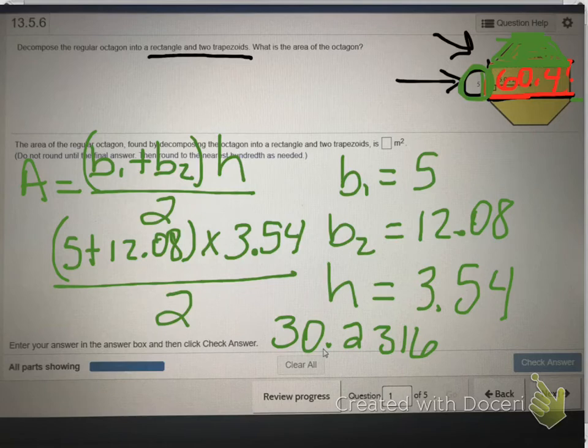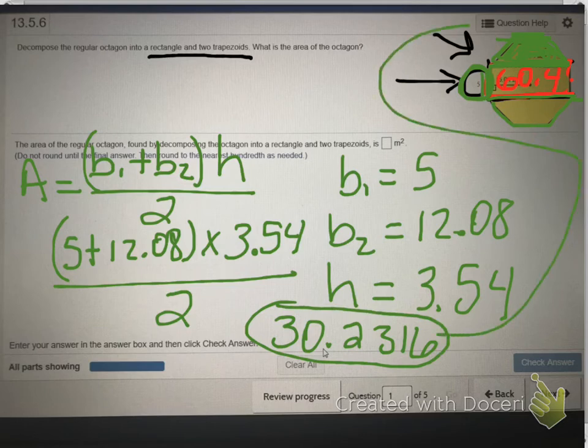Because this is a regular octagon, this trapezoid at the top is the same area as the trapezoid at the bottom. So to figure out the area of both trapezoids, I'm going to take this 30.2316, which is the area of this one here, and I'm also going to know that that's the area of this one at the bottom. So to find the area of both, I'm going to multiply that times 2. Let me clear up my screen here and show you what we do next.